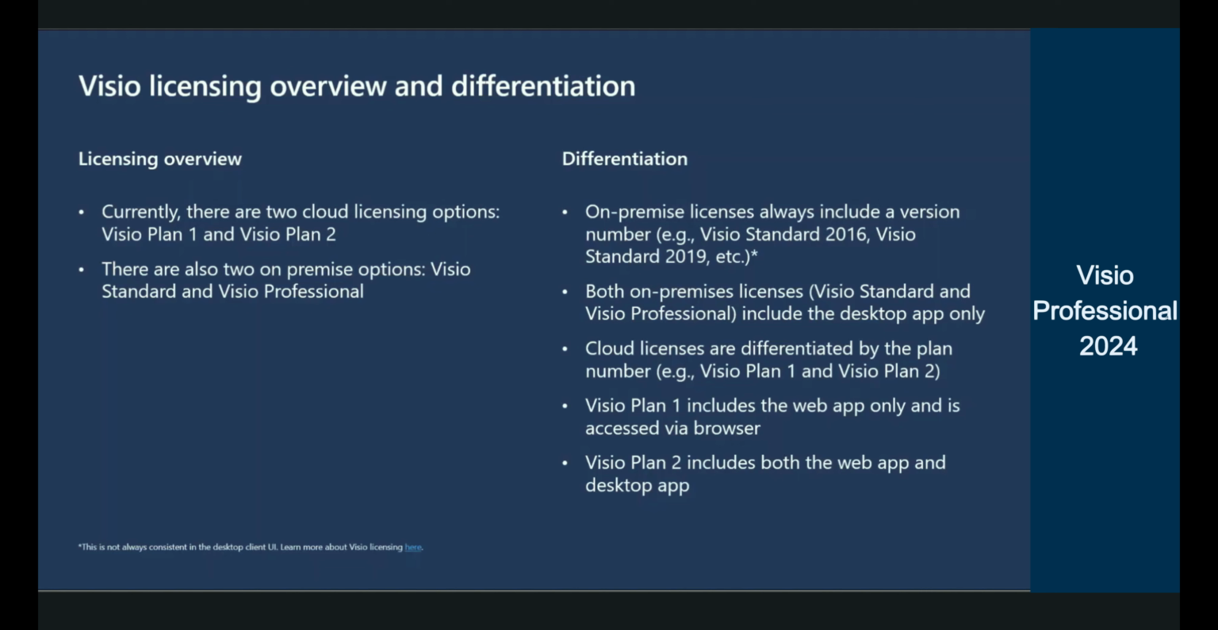So in the cloud, we have in general two licenses you can license or purchase, and these are called Visio Plan 1 and Visio Plan 2. Now please note there is no version number assigned with them, so they always come without a version number, just the plan number. There is also on-prem licensing, and there you will see Visio Standard or Visio Professional. If you hear the phrases Visio Standard or Professional, that always means it's an on-prem licensing because they always come with a version number. So it's Visio Standard 2016, Visio Professional 2019, and similar.